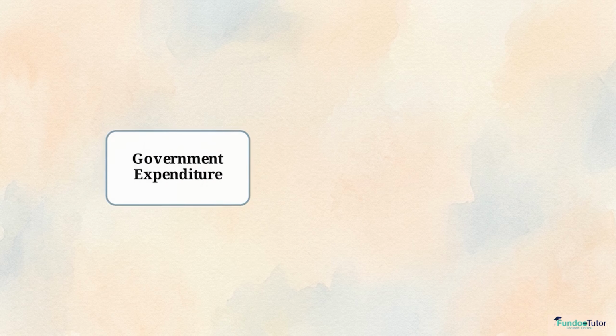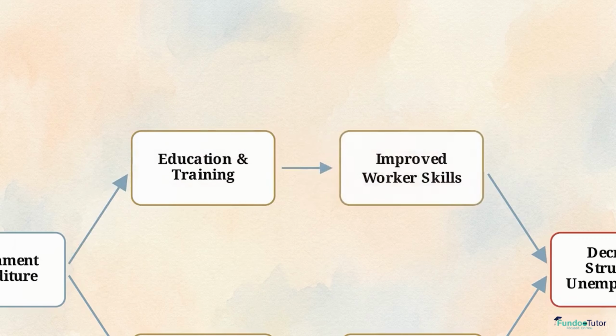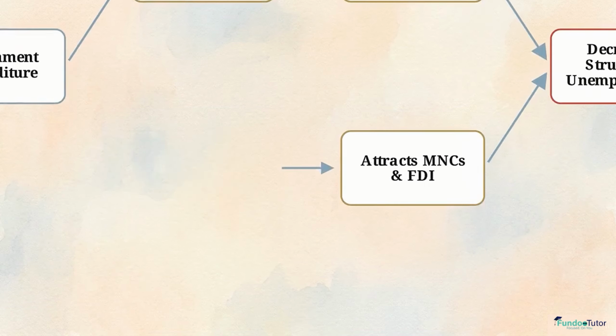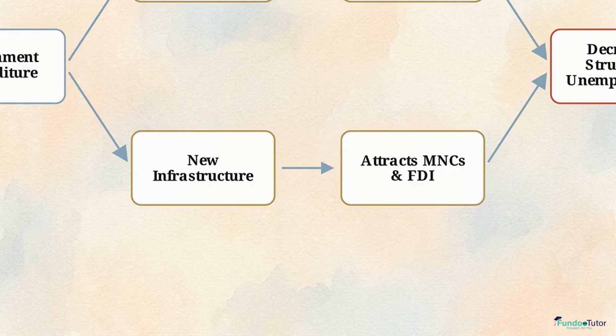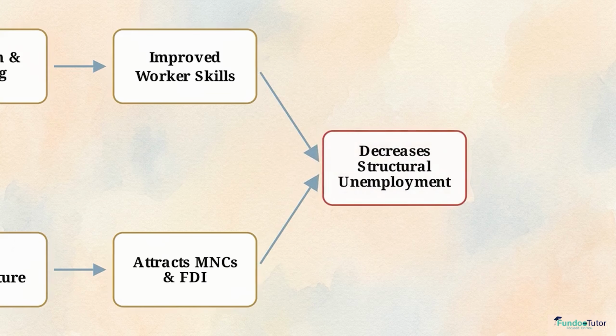Alternatively, the government could increase its own expenditure. Funneling money into education and training improves worker skills, while building new infrastructure attracts multinational companies. Both of these spending routes specifically tackle structural unemployment by making the workforce more employable.